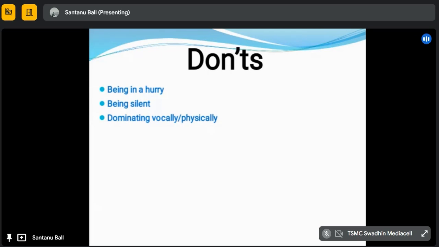Now, the next point I want to focus on is: don't assume the role of a chairman. We can't behave like that, as if I am the CEO of the company. We can't behave like that, right? So don't assume the role of the chairman.